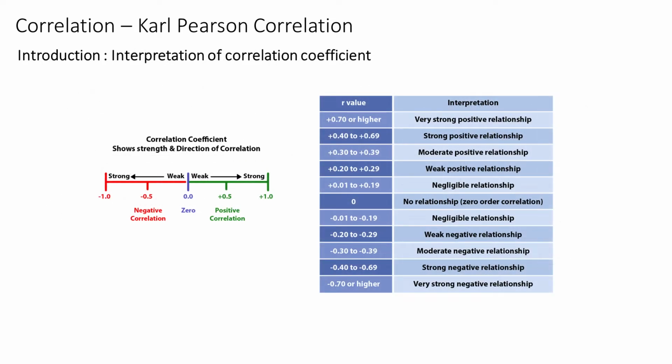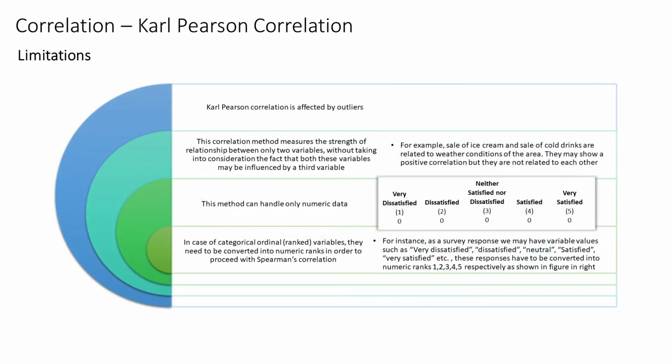Here is an example of where it might be appropriate to use the Pearson correlation. Let's say a bank wants to find the correlation between income and the credit card delinquency rate of credit card holders. This graphic depicts the results of that assessment. The limitations of the Karl Pearson method include the fact that correlation is affected by outliers, and that the correlation method measures the strength of relationship between only two variables, without taking into consideration the fact that both these variables may be influenced by a third variable.